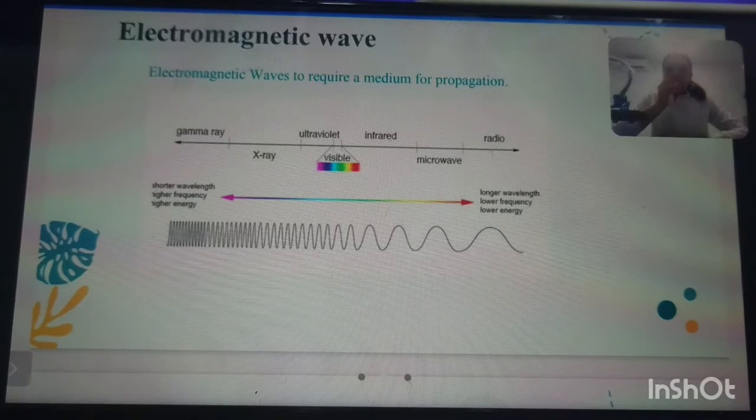Now, if we have longer wavelengths, then that means that we have less frequency, as frequency is the amount of waves per second.